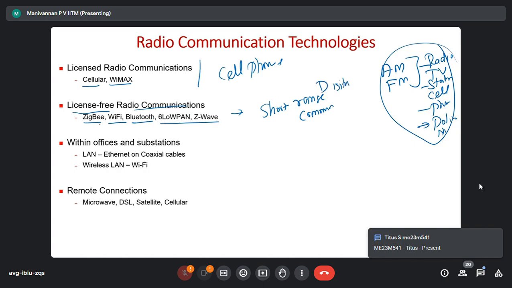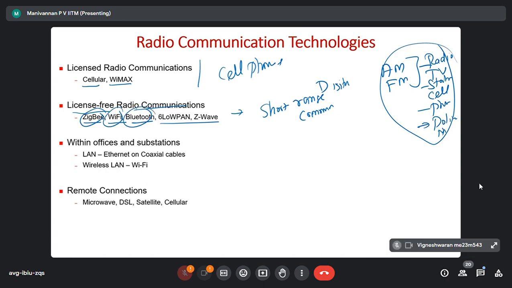Please note Zigbee, Wi-Fi, Bluetooth. This is what we are going to see today and in the next class also. These are wireless communication, called wireless digital communication. Why? Using this, we are going to transmit binary data. Right? Binary data 0, 1, 0.